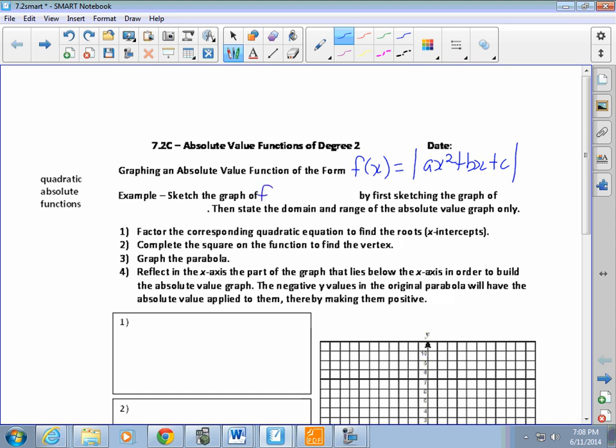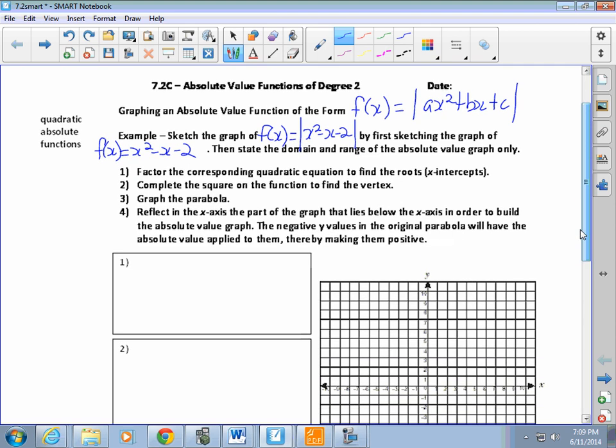So we're looking at f(x) equals the absolute value of x squared minus x minus 2. The first thing we have to do is the same thing as we did with the linear ones. We're going to sketch the graph of the function f(x) equals x squared minus x minus 2, so we're just dropping off that absolute value. Once we do that, we state the domain and range of the absolute value graph only, not of the whole graph.